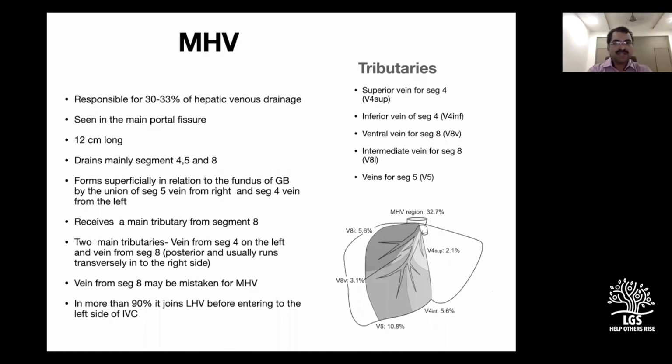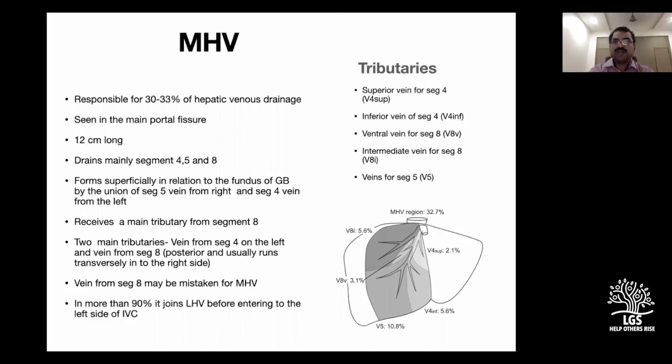Actually, this segment 8 vein is a very important vein because it may sometimes be mistaken for the middle hepatic vein during liver surgery. So in more than 90% of persons, especially in the East, the left hepatic vein and middle hepatic vein form a common trunk before entering into the IVC.